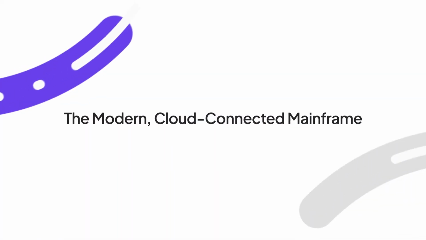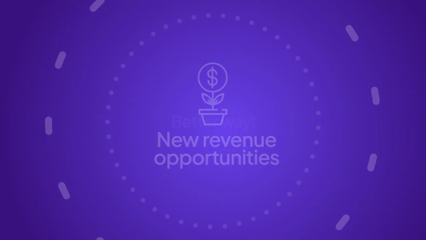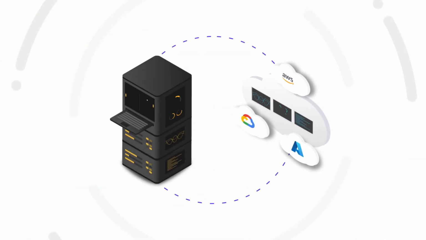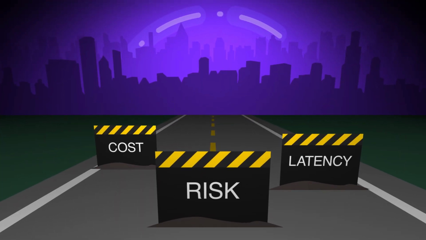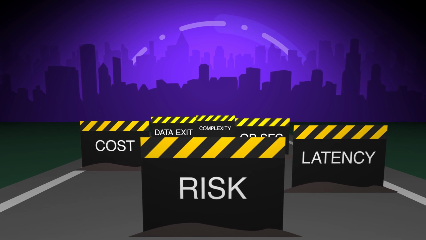The modern cloud-connected mainframe approach combines mainframe systems of record and cloud systems of engagement to create new revenue opportunities. It's a better way of doing mainframe and cloud together. But this is no trivial task. CIOs often struggle to modernize and migrate their mainframes due to barriers that may feel insurmountable.